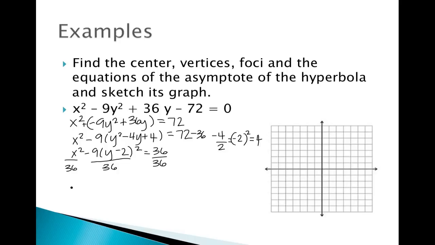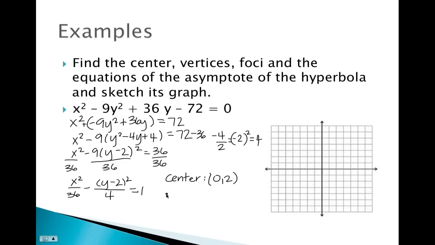So when we rewrite and simplify, we've got x squared over 36 minus (y minus 2) squared over 4 equals 1. Okay, so now we've got it in standard form, so we can now find all the critical pieces of information. So first, the easy one to get out of the way is our center. Our center is going to be (0, 2).